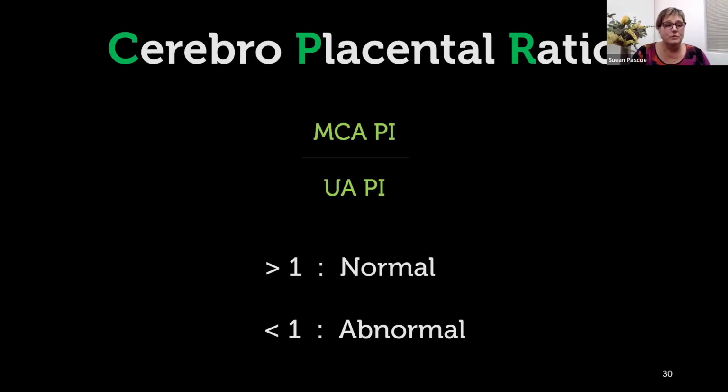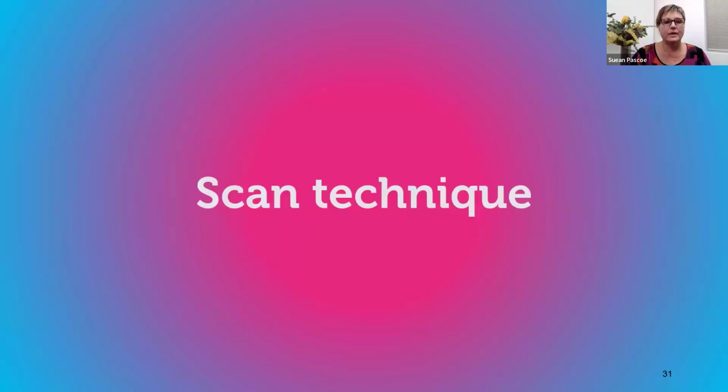So an abnormal cerebroplacental ratio might occur when they've got a low normal range middle cerebral artery but an upper normal range umbilical artery, or an abnormally low middle cerebral and a normal umbilical artery, or an abnormally low middle cerebral and a really high umbilical artery. So this ratio takes into account both of those measurements to give you a single figure that you can then go, well, this baby's more likely to be in trouble than others. So it can be quite helpful.